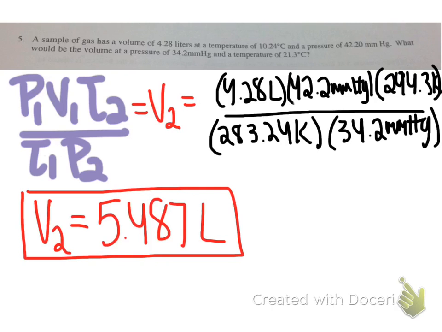So for your pressure 1, you would plug in 42.2 millimeters of mercury times 4.28 liters, and you plug in your temperature 2, which is 294.3 kelvins. And you divide all of this by your temperature 1, which is 283.24 kelvins, times your pressure 2, which is 34.2 millimeters of mercury. Next, you plug that all into your calculator. You need to be really careful because one mistake could set the whole problem off and it could be wrong. The result of that would be your final volume.